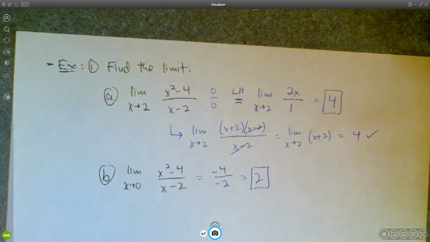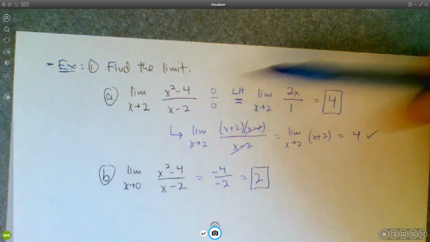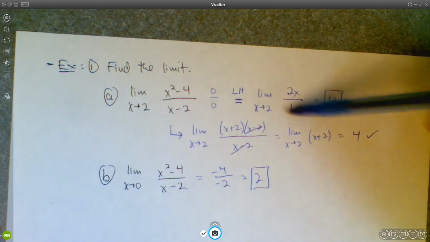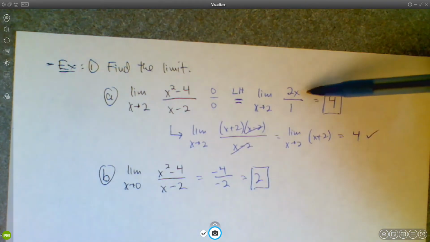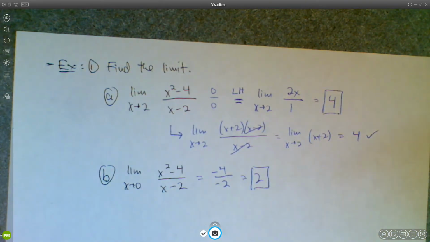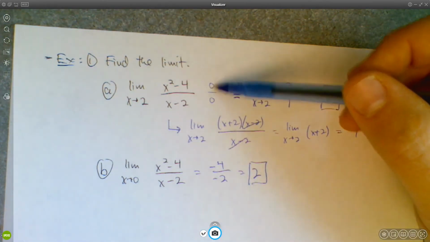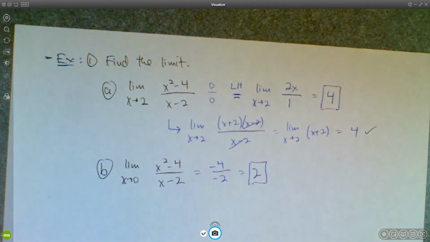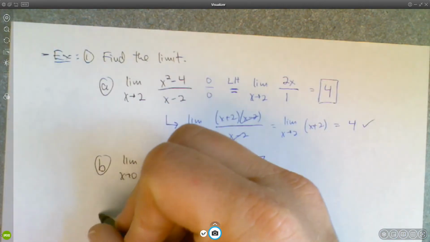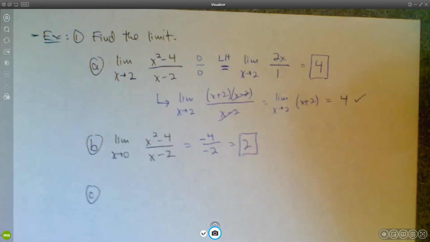If you did use L'Hopital's rule, you would end up with the wrong answer, right? If you use L'Hopital's rule, you end up at this point, and then if you plug in 0, you just get 0, which is not correct. Okay? So, moral of the story, only use L'Hopital's rule when you have an indeterminate of the form 0 over 0 or infinity over infinity. Okay, let me give you another example.